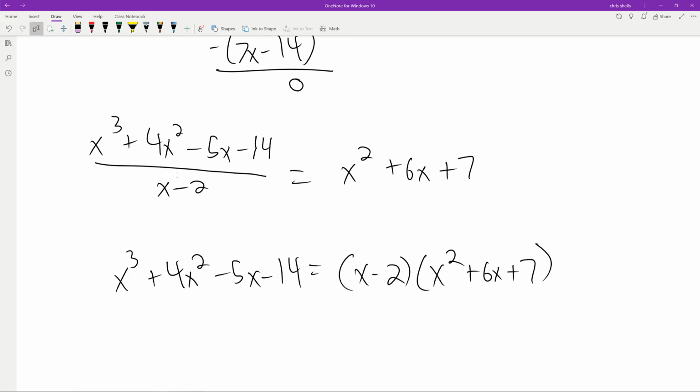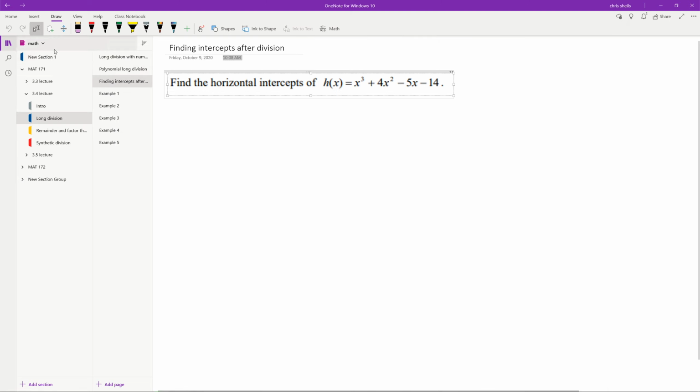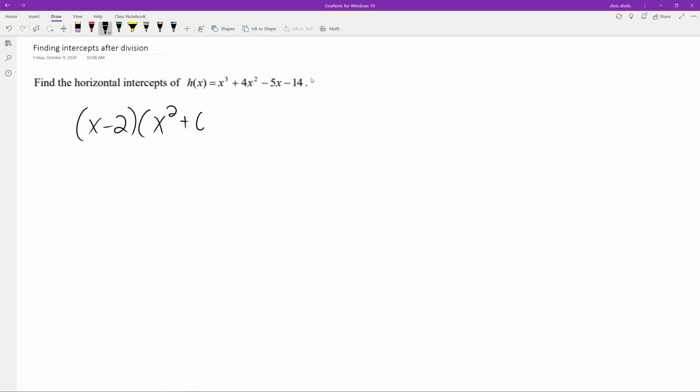And I can use this information to help me find the roots of this polynomial, which is actually exactly what we're about to do. We want to find the horizontal intercepts of that same polynomial. This is the exact same polynomial I had in the last example. So I'm just going to rewrite it the way I had it previously. This was x minus 2 times x squared plus 6x plus 7. And if I want to find the horizontal intercepts, I need to set this equal to 0.